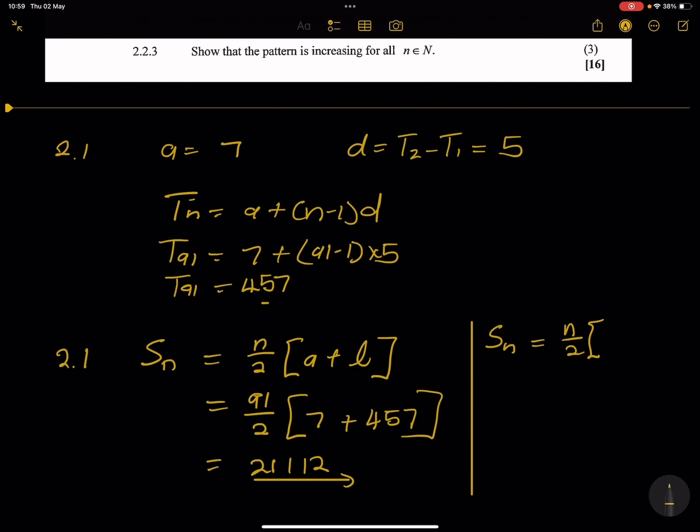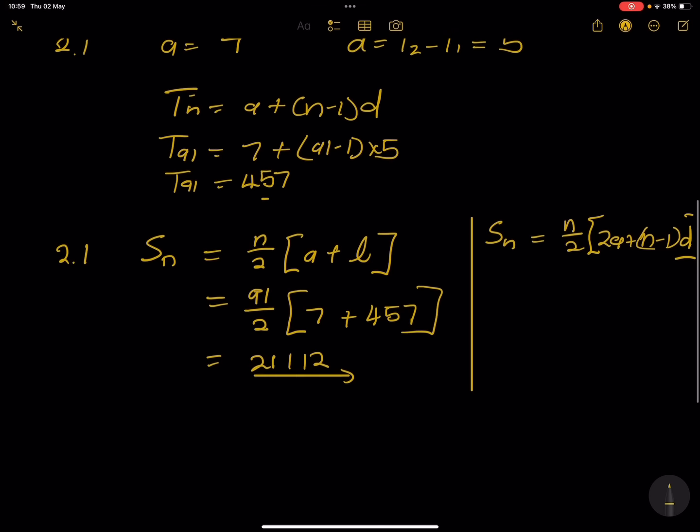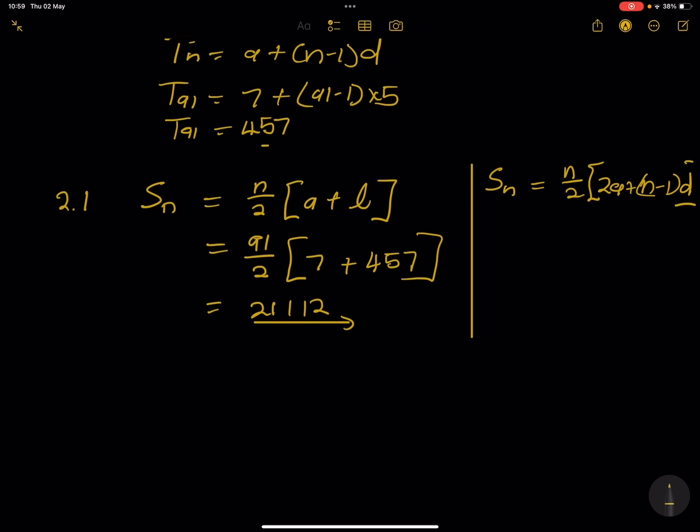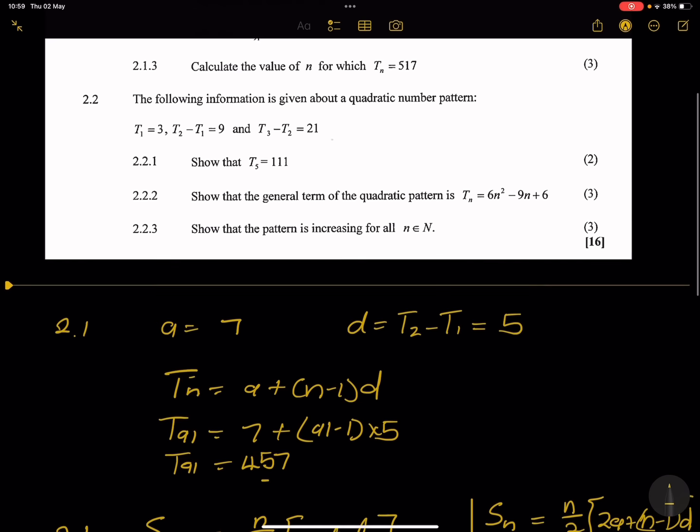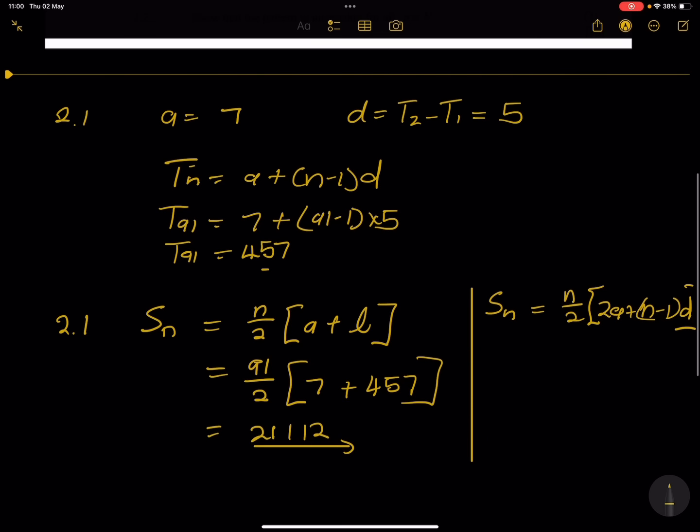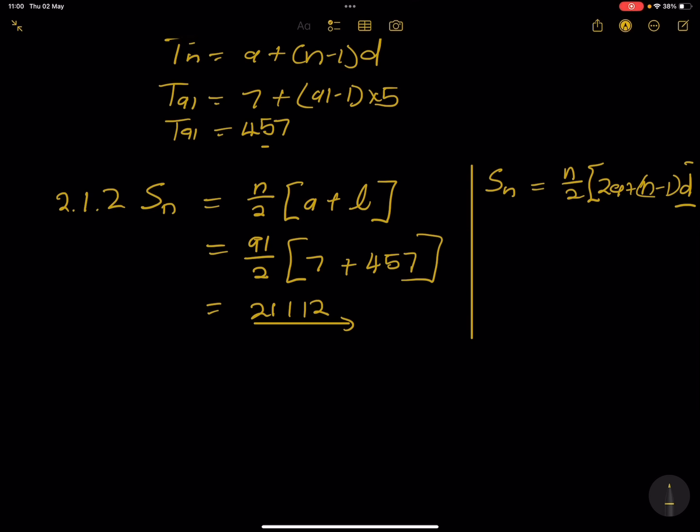This is going to be 2a plus n minus 1 times d. Of course, you've got your n value, your a value, as well as your d value. You can substitute and check if it gives you exactly the same answer. Right, so that was 2.1.2. I need to indicate that there. That's 0.1. Right, let's go on to the next one, 2.1.3.